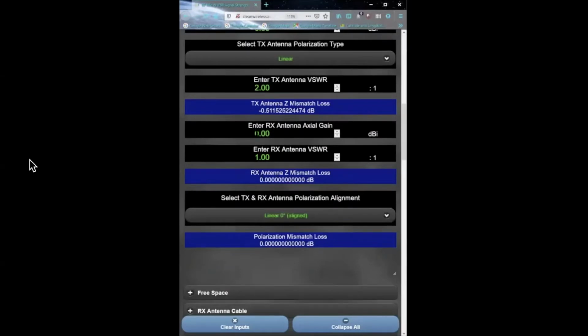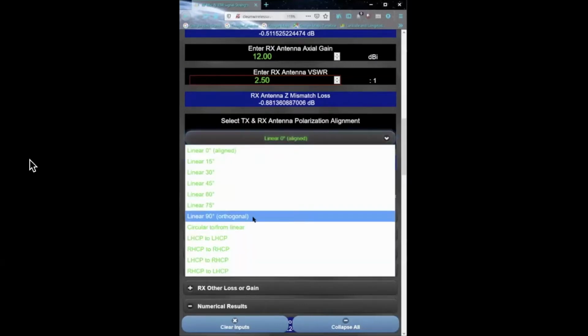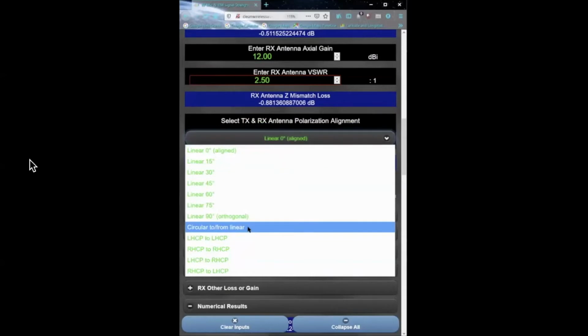Now receiver antenna gain, let's say we're using a CP beam, 12 dB. We know from manufacturer specs, it's about 2.5 to 1 SWR, I believe, around that frequency. And then polarization alignment. This refers to the fact that we're using a linear antenna in our handheld. Yes, they are actually little mini helicals in modern antennas, but after speaking to the manufacturers, I've discovered that they behave as linear polarized antennas.